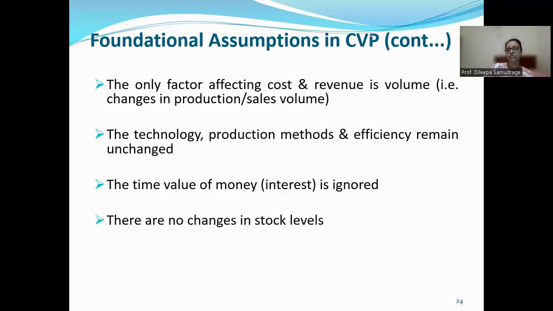There are no changes in stock levels. So you don't have stocks. So what does it mean? We sell all we produced. Yes. So production equals sales, right? So all production units you sell, right? Therefore, the number of units produced equals the number of units sold, right?